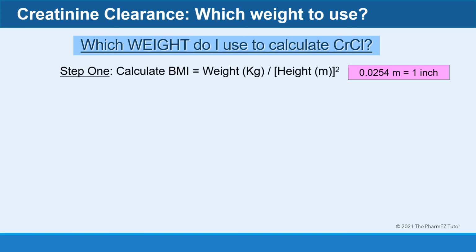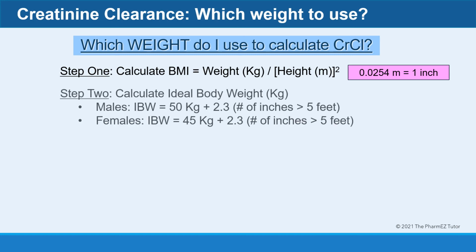Step 1, we need to calculate the body mass index, or BMI, which is equal to the weight in kilograms divided by the height in meters squared. Remember that 0.0254 meters equals 1 inch, so you can use this as a conversion factor.